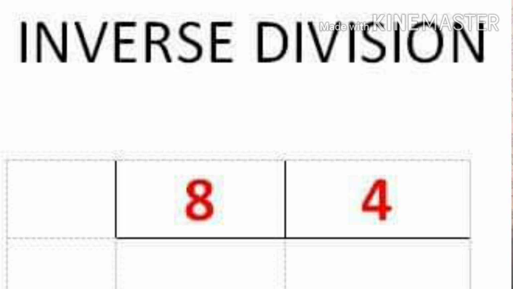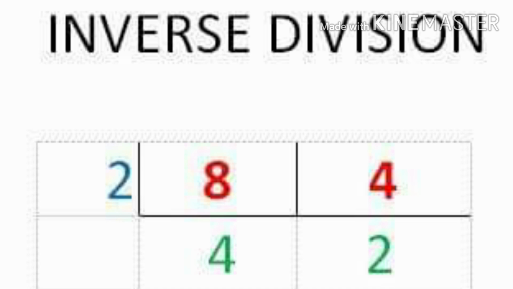Underneath that flipped sign, you are going to write the quotient when you divide 8 by 2 and 4 divided by 2. So 8 divided by 2 would give us 4, and 4 divided by 2 would give us 2. Okay? So underneath 8 and 4, you have 4 and 2.